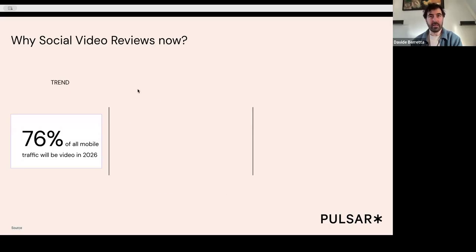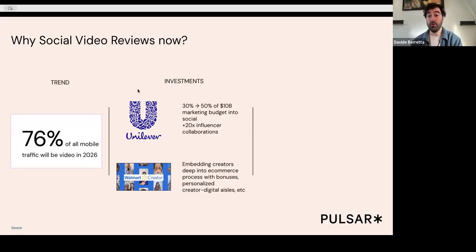The second factor is that alongside the secular trend, there are huge investments. They're coming from some of the largest brands or brand holders in the world. These are just two stories that are recent, from the end of last year. Unilever announced, making a lot of waves, that it would shift a good chunk of its marketing budget from 30% to 50% going into social in general. And they wanted to 20x their influencer collaborations, which really portends a permanent shift, I think, in how attention is routed to brands and to products.